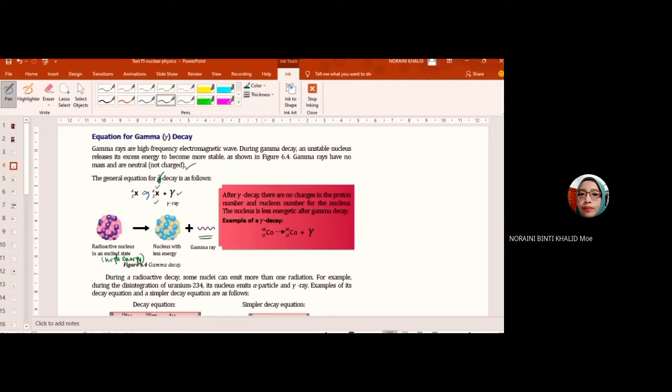Okay. After gamma decay, there are no changes in proton number and nucleon number for the nucleus. The nucleus is less energetic after gamma decay. Example, cobalt-60 at high energy releases gamma and becomes cobalt-60 also, with less energy, which is more stable.